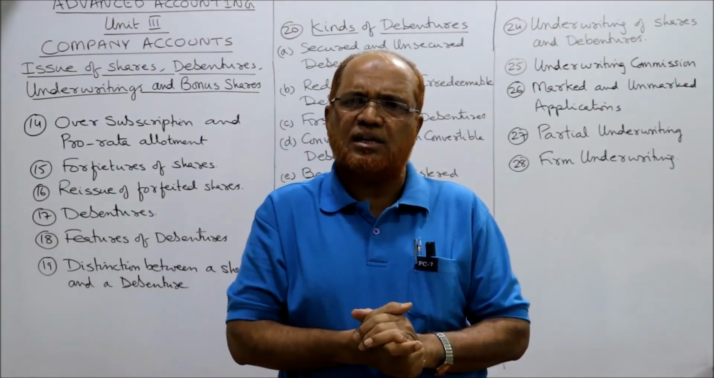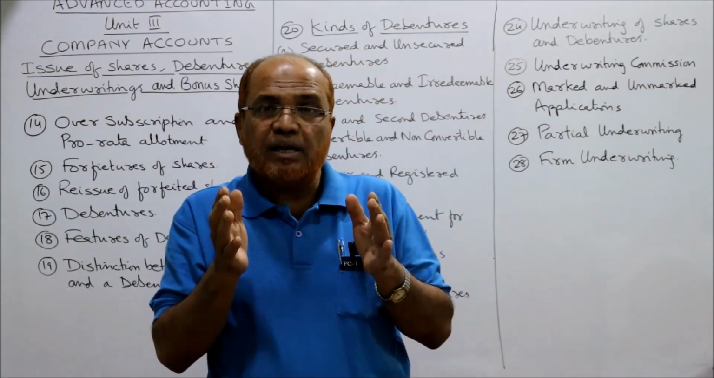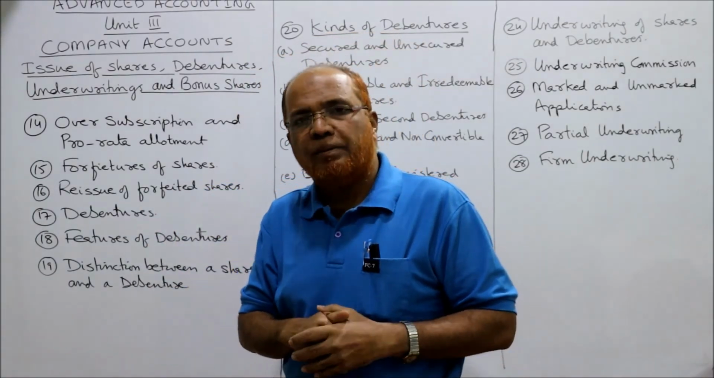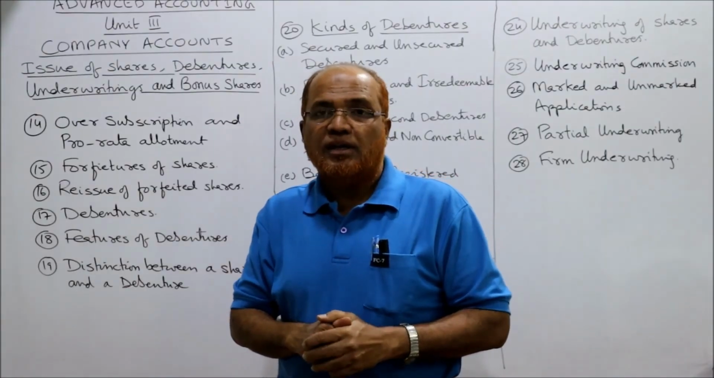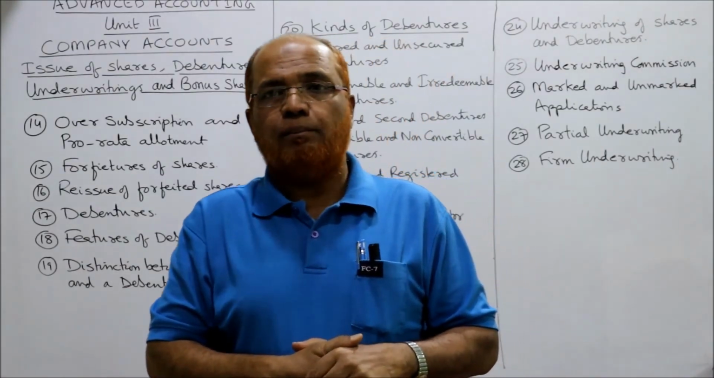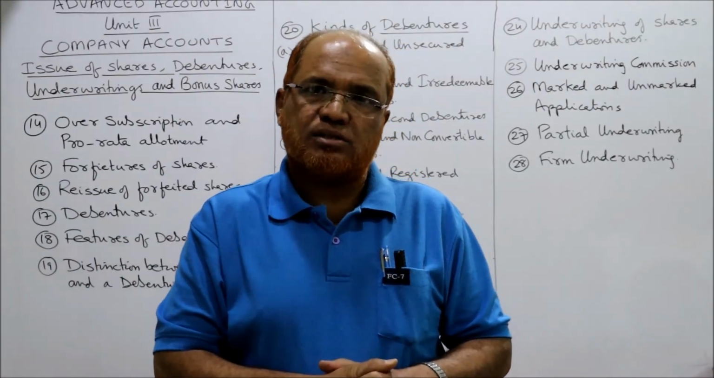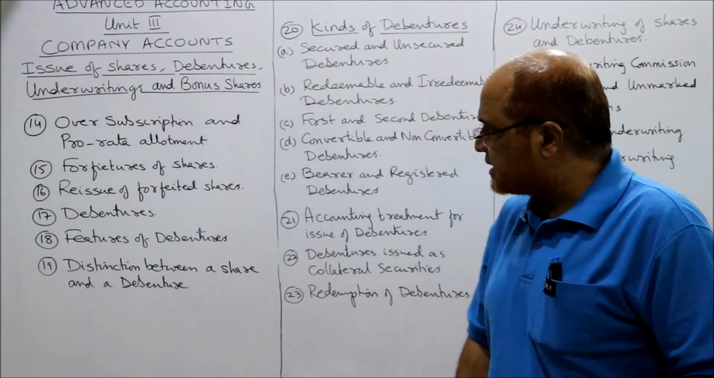No journal entry is required, nothing. If the company is unable to repay the principal amount or interest amount, then the banker will become a normal debenture holder. Then the company has to pay interest on the debentures. That is called collateral security.